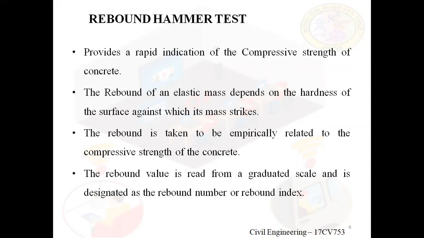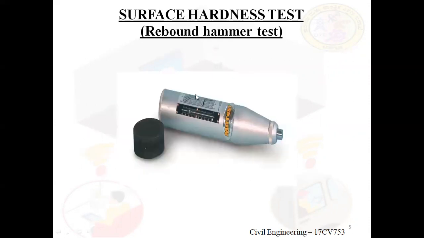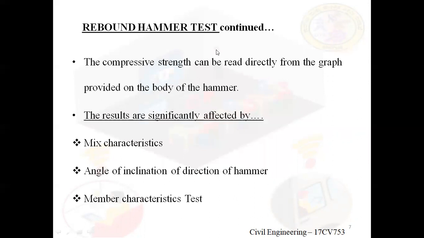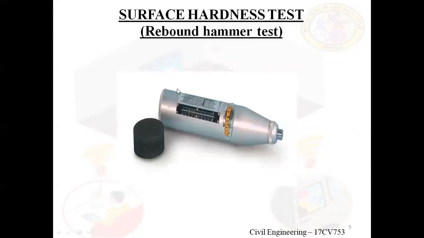The rebound value is read from the graduated scale and is designated as the rebound number or rebound index. As I discussed, this is the graduated scale. The rebound number is measured from this scale so that we can find approximately what the strength is. This depends on the surface hardness of the concrete element. The compressive strength can be read directly from the graph provided on the body of the hammer. By seeing the graduated scale value on this graph, we can see the approximate strength of the concrete. As I said, nowadays a digital display is there instead of this graph.